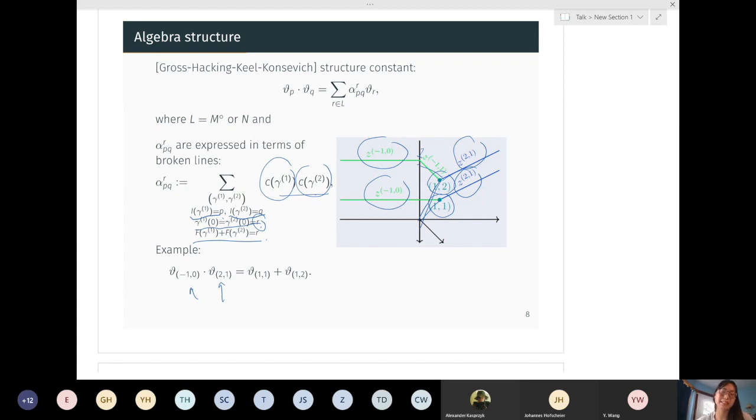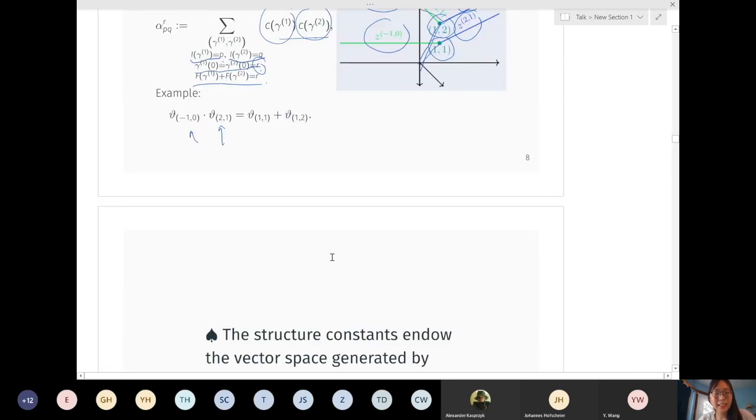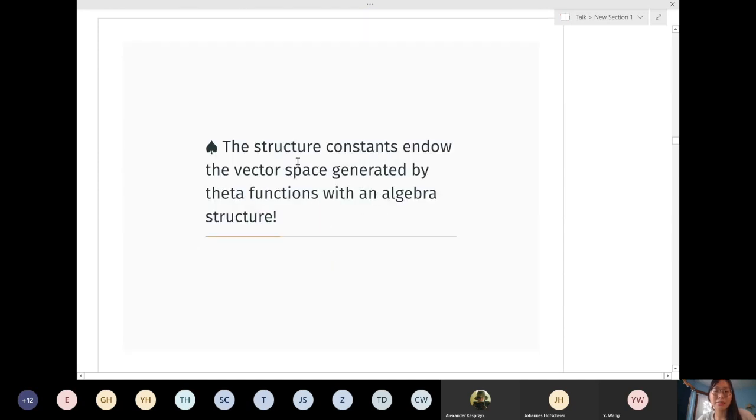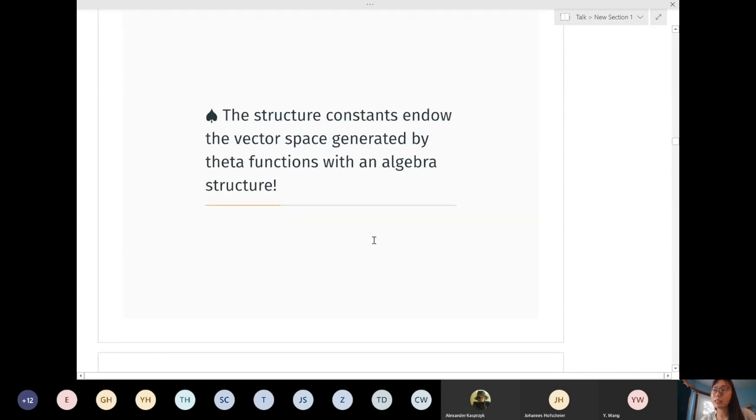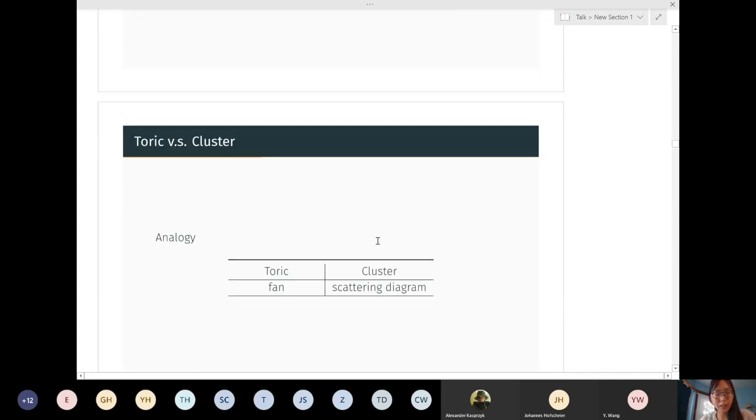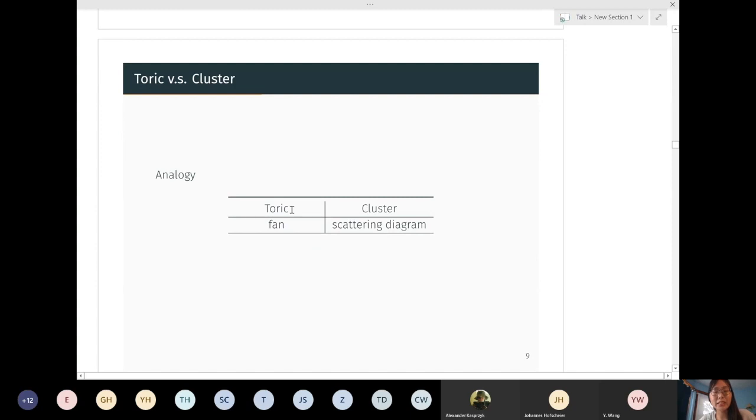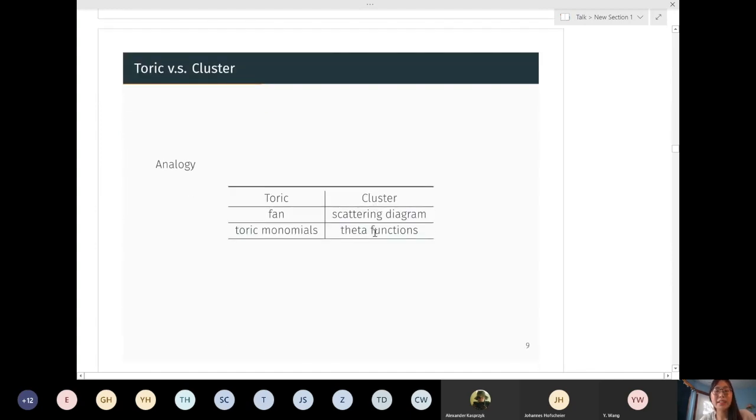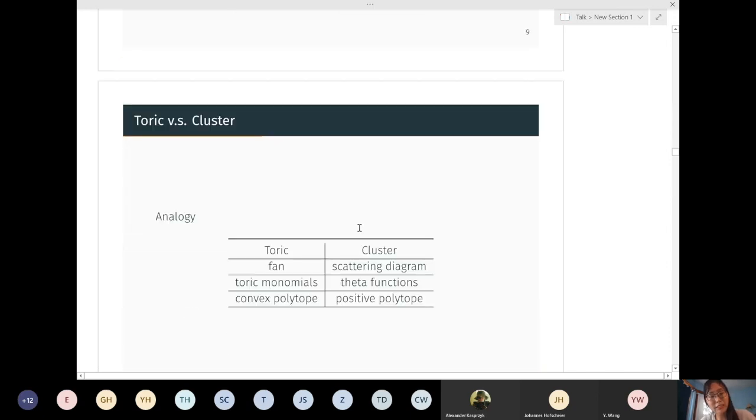this structural constant can be expressed in terms of broken lines with initial slopes given by this P and Q, and this structural constant will give the space of theta functions an algebra structure. And later on, in the second part of the talk, we might go over why we really care about it. And then here again the analogy: toric cluster fan, scattering diagram, and toric monomial, theta function.